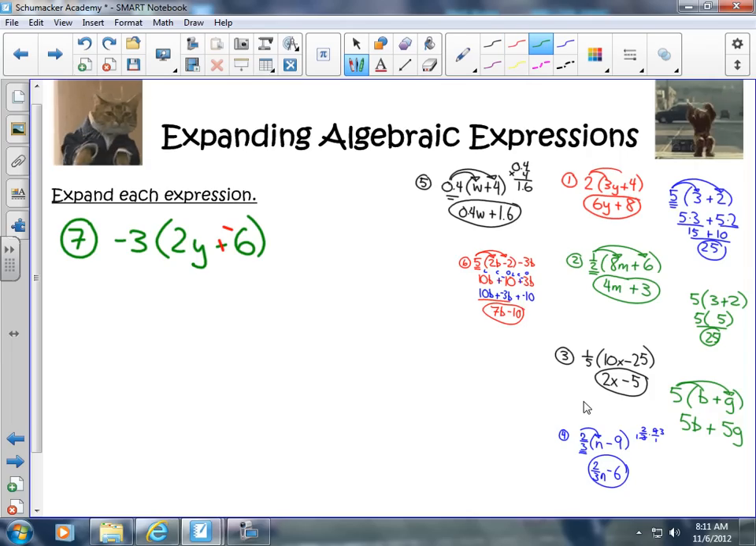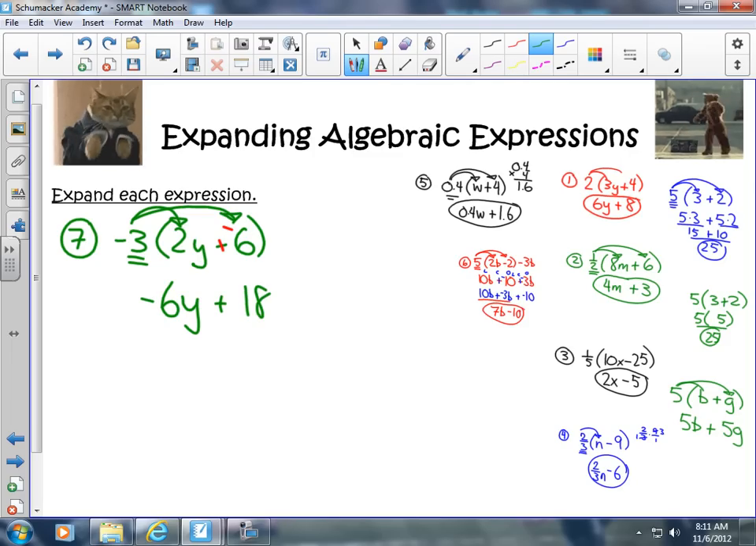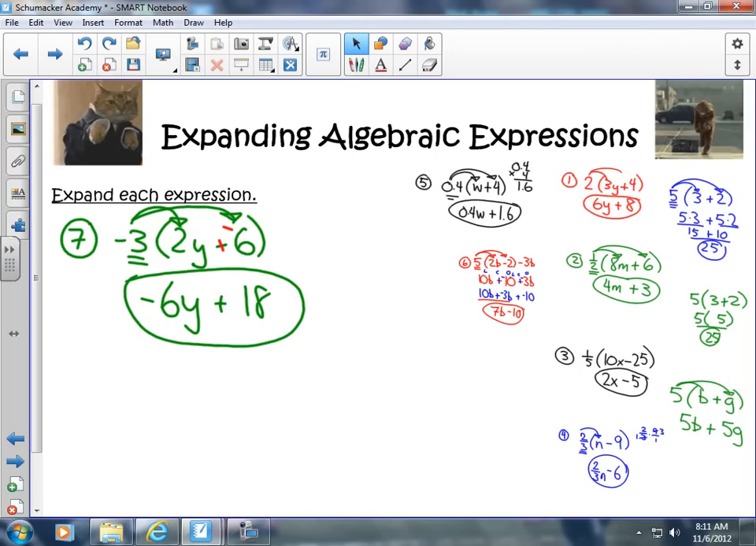I totally get that. I may do that myself just so I don't deal with a lot of negative signs and subtraction. So I'm going to go ahead and do negative 3 times 2y, which is going to get me negative 6y, and then negative 3 times negative 6, and that's going to be a plus sign, is actually going to get me a positive 18. And so my answer, instead of being minus negative, is just plus positive. So I have negative 6y plus 18. And that's the final answer to that.